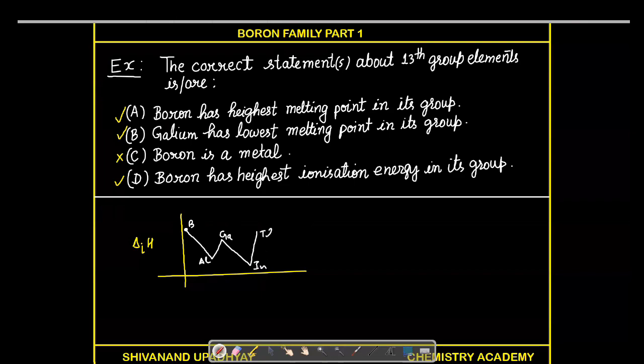We have discussed that the actual order of ionization energy is: boron has the highest ionization energy, then thallium, then gallium, then aluminium, and indium has the lowest ionization energy. So the ionization energy of indium is lowest and boron is highest. So the D option is correct. From there we can say that the answer should be A, B, and D.